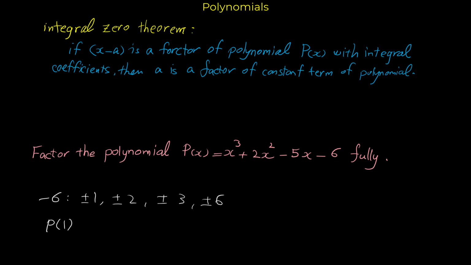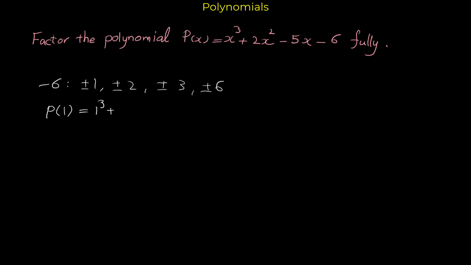We plug in 1 in this polynomial. If it makes, based on the factor theorem, this polynomial equal to 0 at this point, then we know that x minus 1 is a factor for this polynomial. Let's plug in 1 here. If we plug in 1, then we have 1 to the 3 plus 2 times 1 to the 2 minus 5 times 1 minus 6. 1 to the 3 is 1, 2 times 1 is 2, minus 5, minus 6. 1 plus 2 is 3, 3 minus 5 is -2, -2 minus 6 is -8. Because it's not equal to 0, x minus 1 is not a factor for this polynomial.